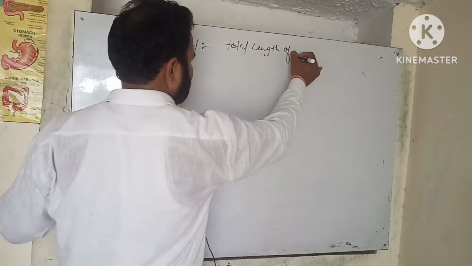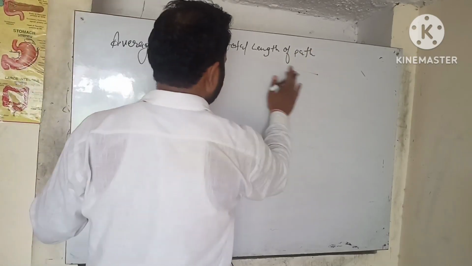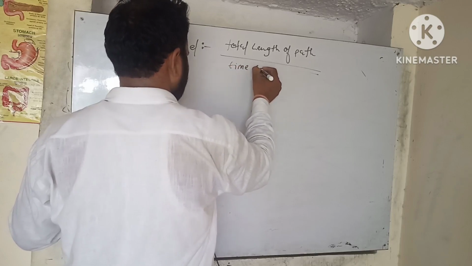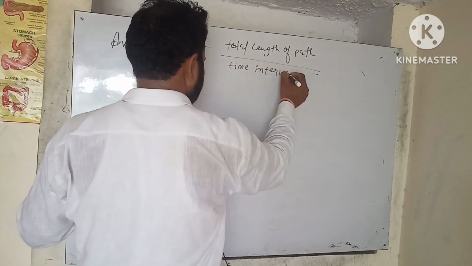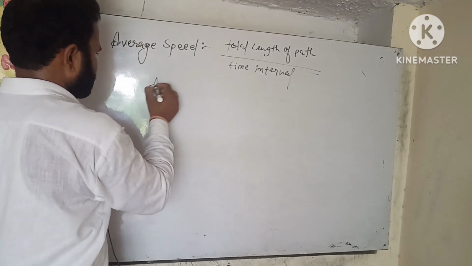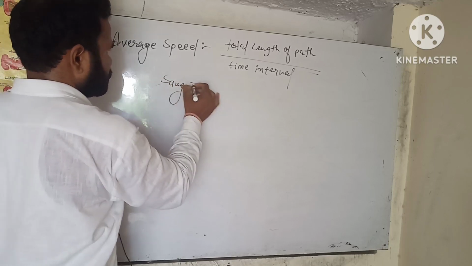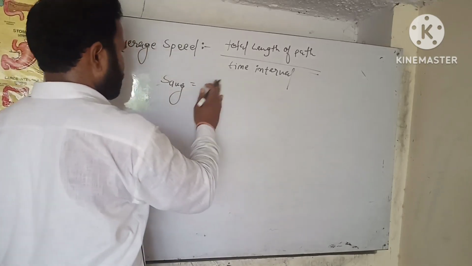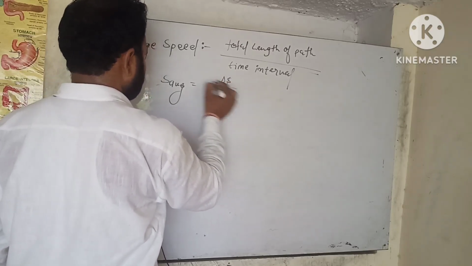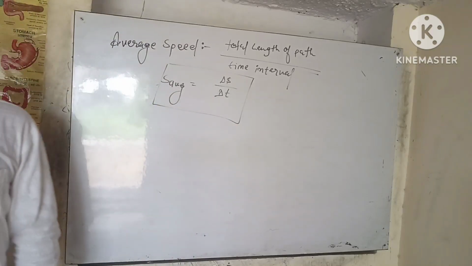The average speed is the total length of path divided by the time interval. The formula is S average equal to total length of path divided by time interval, that is del S by del t. Okay students, are you noted? Please note it.